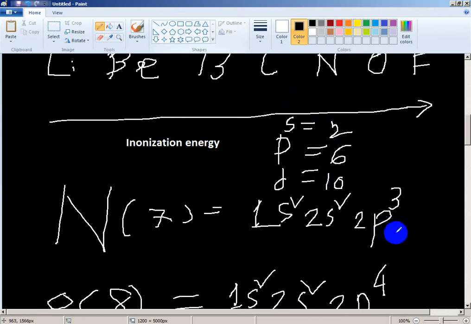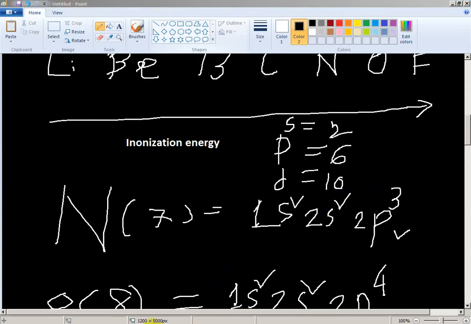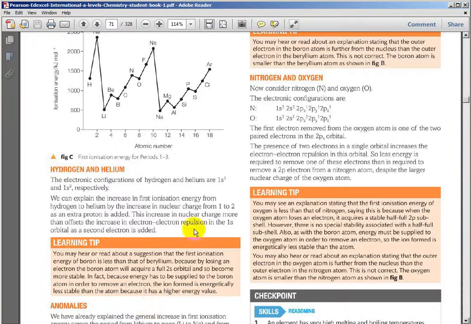So in the p orbital, 3 means half filled. Half filled p3 and full filled p6 are more stable. Here p4 is neither full filled nor half filled, so it is less stable. For this reason nitrogen is more stable, and it requires more energy to remove one electron. So nitrogen has more ionization energy than oxygen.